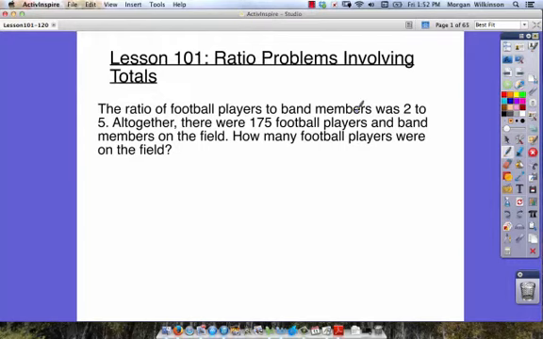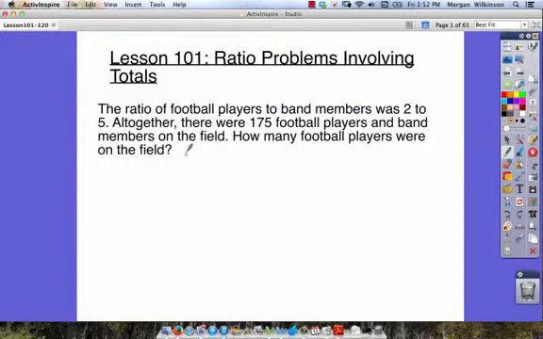Lesson number 101 is about ratio problems involving totals. Our question today says, the ratio of football players to band members was 2 to 5. Altogether, there were 175 football players and band members on the field. How many football players were on the field?